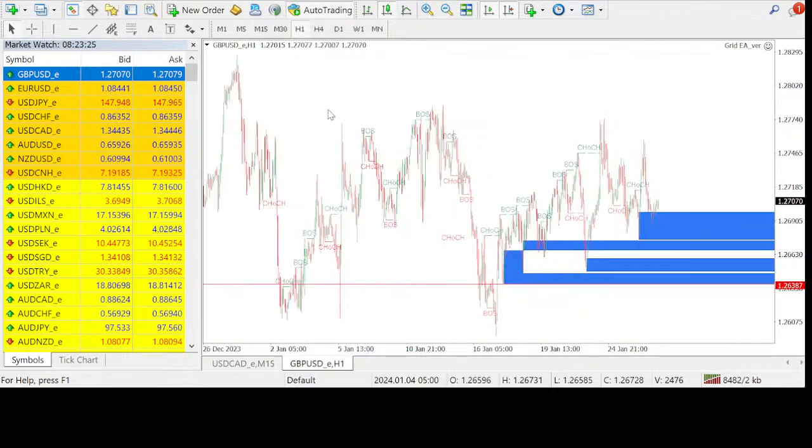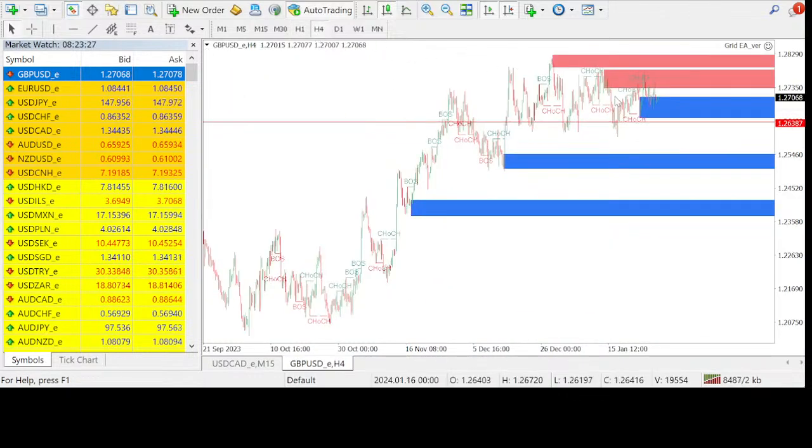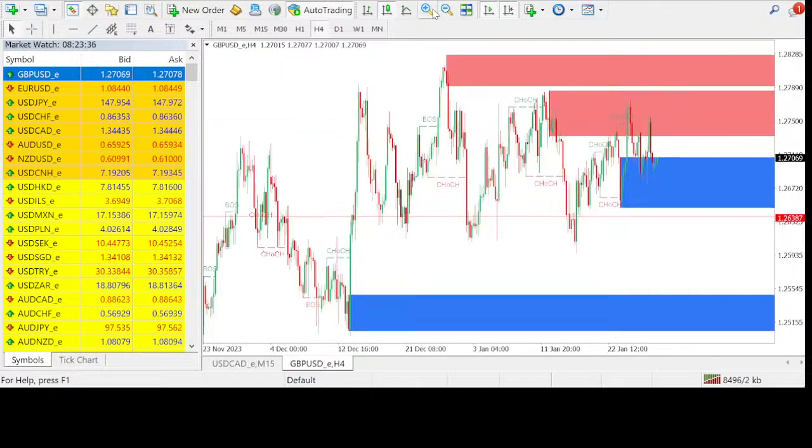The next chart is GBP USD. With the GBP USD so far, we are looking at a very good resistance zone on the 4-hour time frame. We have this resistance. This is the main one, and then we have a very good support zone here. We have another support zone here.